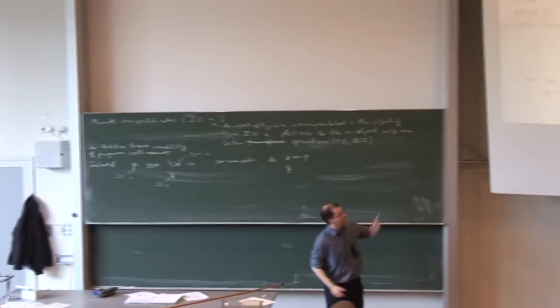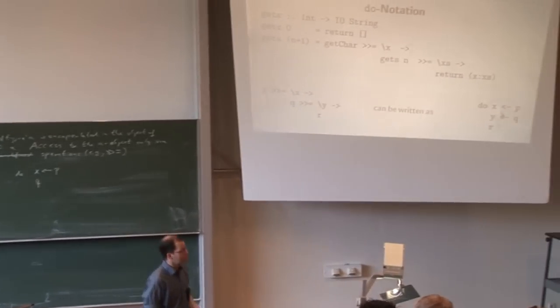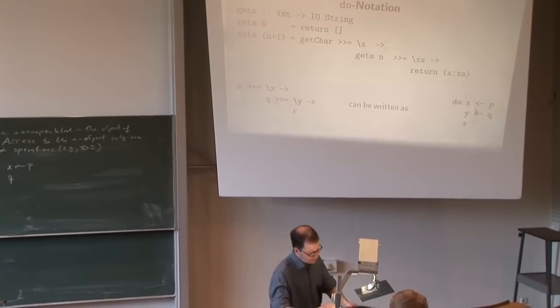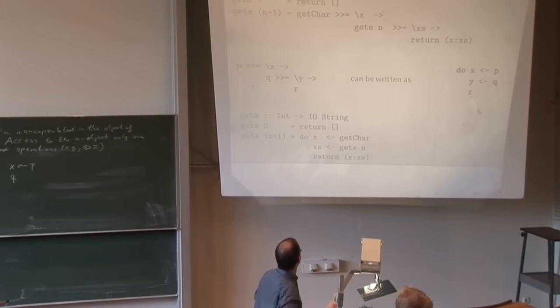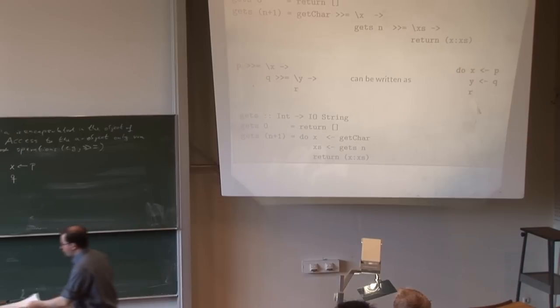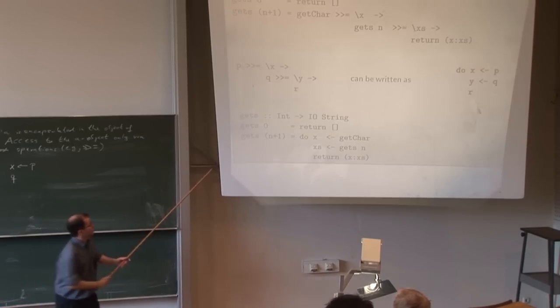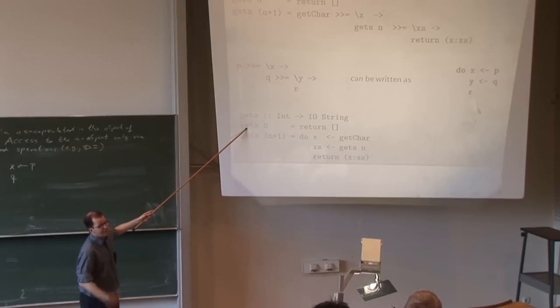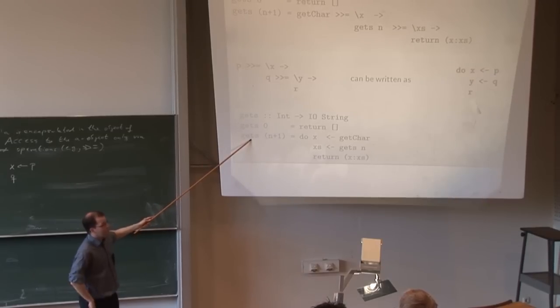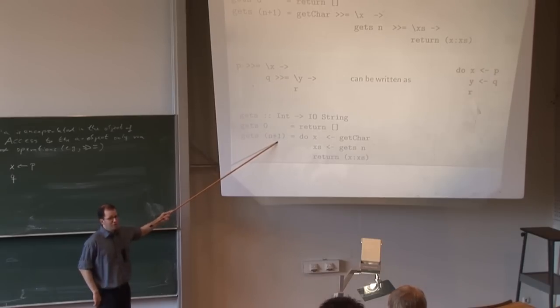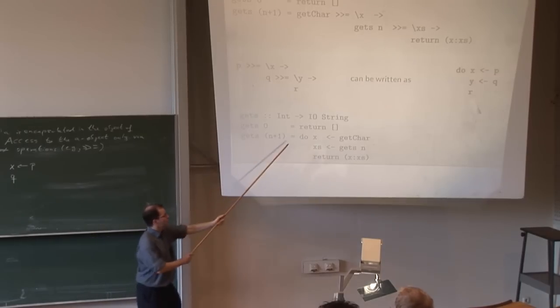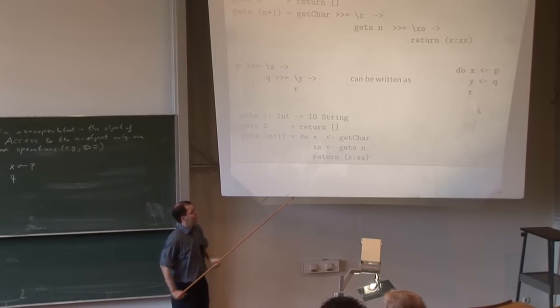So let's rewrite this gets definition, but now we use the do notation. And now you will see that this becomes very readable. Now, if you write it in this do notation, it looks like this. Okay, the first case is the same, but in the second one we change something. So if you want to read n plus 1 characters from the keyboard, what do you do? You perform these actions after each other.